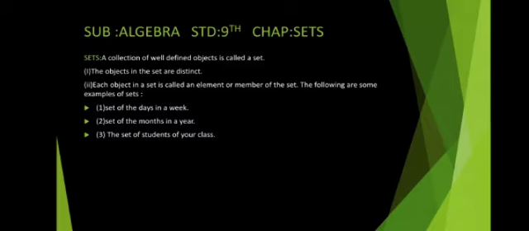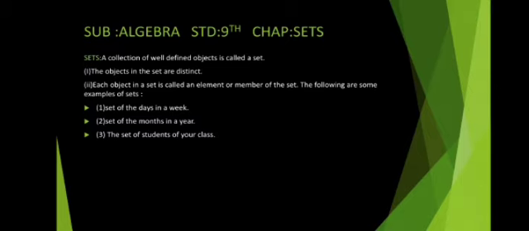Today we are going to do Algebra chapter 1, sets. First we'll understand what a set is. A set is nothing but a collection of well-defined objects. Some properties of a set: first, the objects in the set are distinct. Whatever elements are in the set, they are different. Each object in a set is called an element or member of the set.